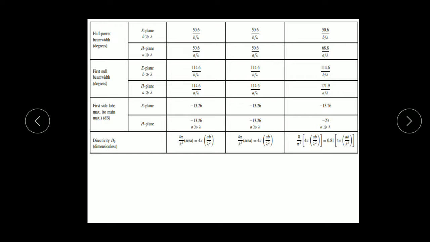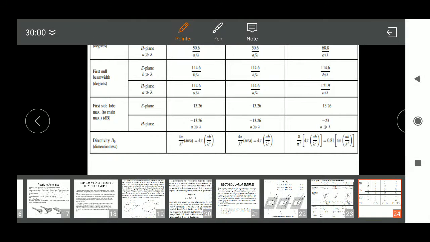So these are the half power beamwidth for the three cases, the full null beamwidth in degrees, the first side lobe maximum for the three cases, and the directivity of case 1, case 2 and case 3. Okay, in the next lecture we will discuss the circular apertures.